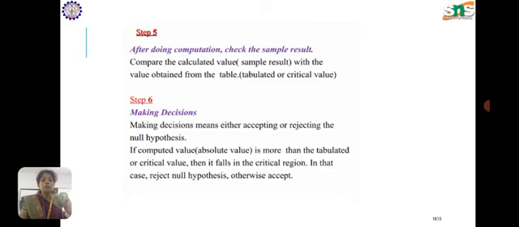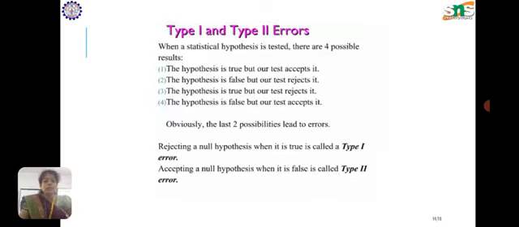Then we have type 1 error and type 2 error. When a statistical hypothesis is tested, there are 4 possible results. The hypothesis is true and the test accepts it. The hypothesis is false and our test rejects it. The hypothesis is true but our test rejects it. The hypothesis is false but our test accepts it. These are the four types we have.